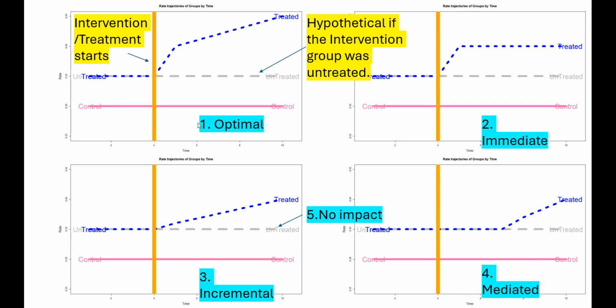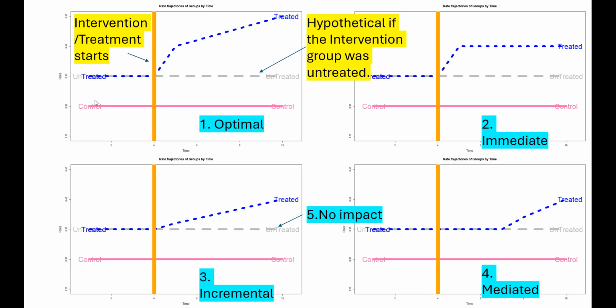So on the top left, we have the example of an optimal impact. We see in the blue dashed line that represents our treated group, our intervention group, or our program group. And then that orange vertical line represents the treatment period. That pink horizontal line represents the control group.